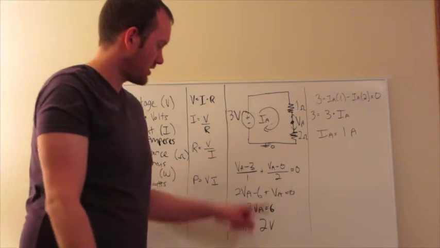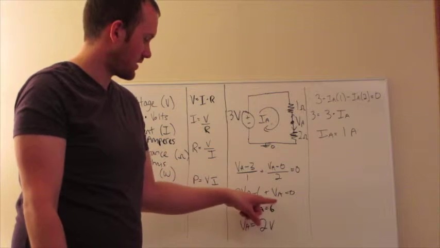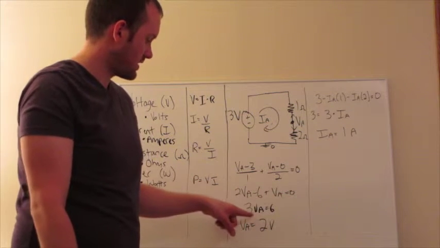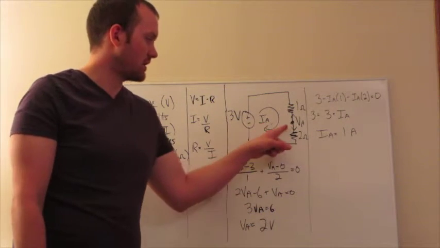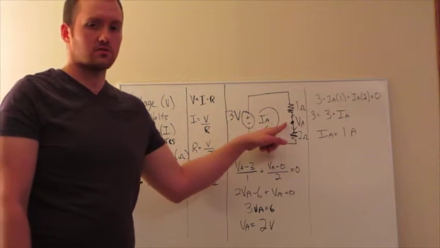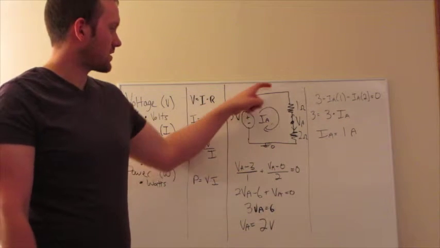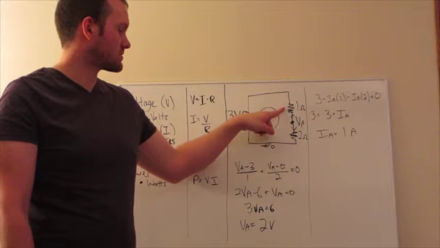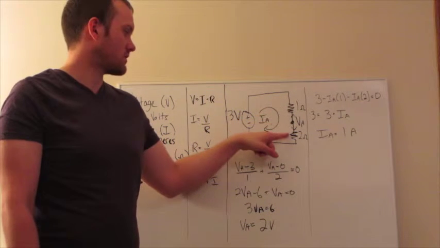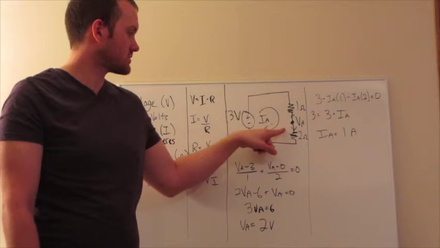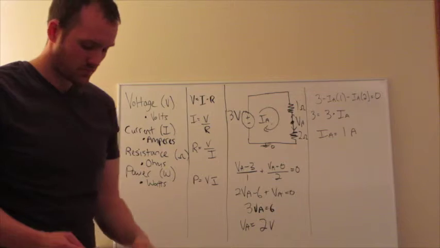We'll solve it out, multiply it all by 2, and then bring over the negative 6. And when we solve it, we'll get VA equals 2 volts. So what it's saying is that there's 2 volts at this node. So what's happening here is, as you're coming across here, the 1 ohm resistor is consuming 1 volt, and then the 2 ohm resistor is consuming 2 volts. And then you have 0 volts at the ground.